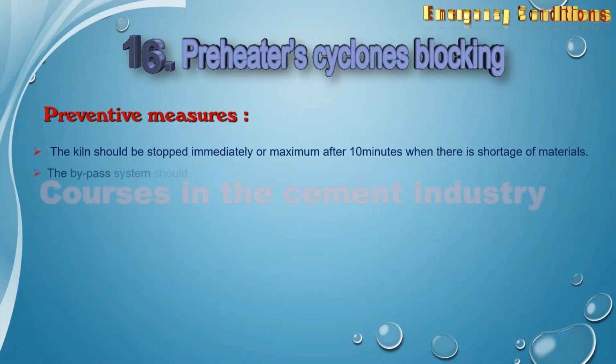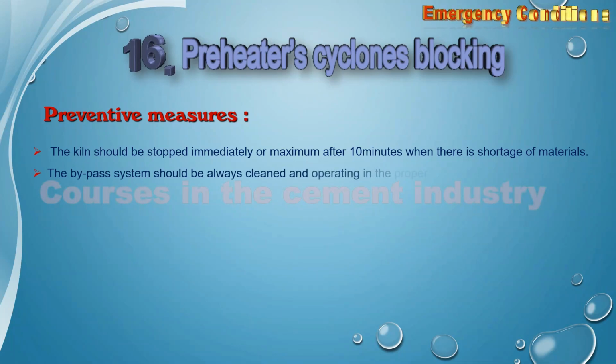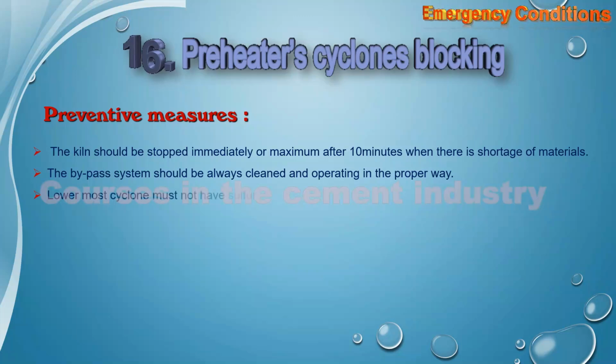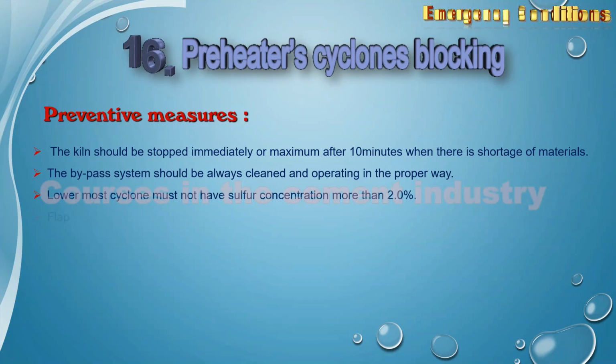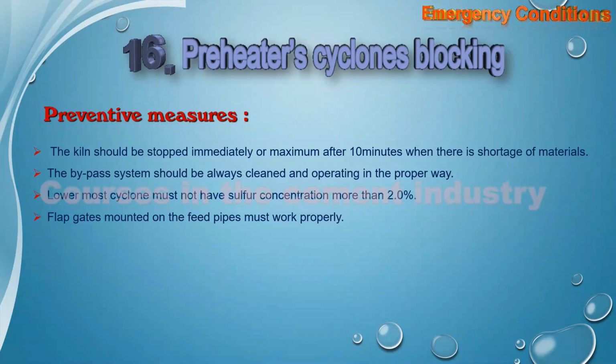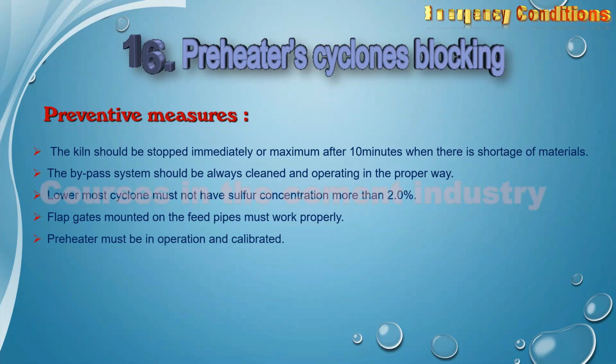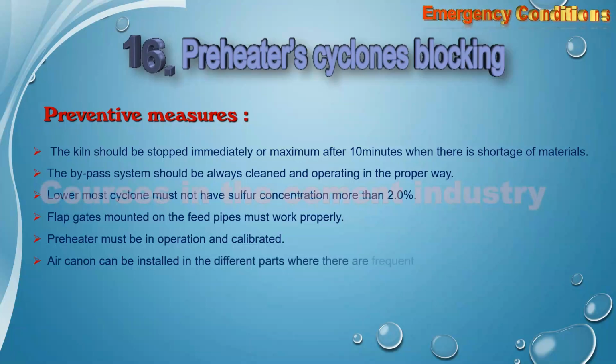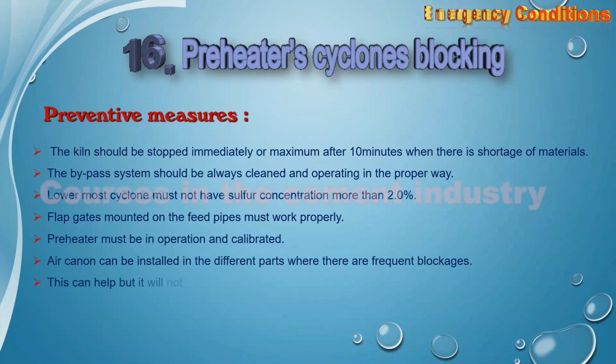2. The bypass system should always be clean and operating in the proper way. 3. The lowermost cyclone must not have a sulfur concentration of more than 2%. 4. Flap gates mounted on the feed pipes must work properly. 5. The preheater must be in operation and calibrated. 6. Air cannons can be installed in the different parts where there are frequent blockages. 7. This can help, but it will not cure or eliminate the problem.